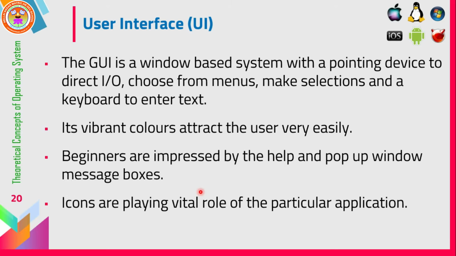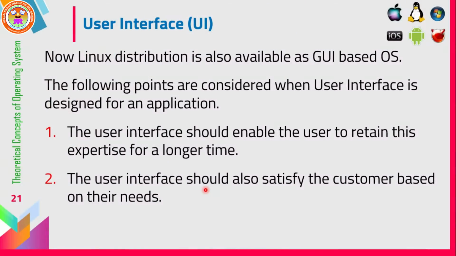The next one, in this user interface the icons play a very important role for the particular application. Of course, each and every application has an individual icon, so that the user can understand what type of application it is. So the icons in the user interface play a very important role. Okay, so these are the things we can use in the user interface. And nowadays Linux distributions are also available as GUI based OS.